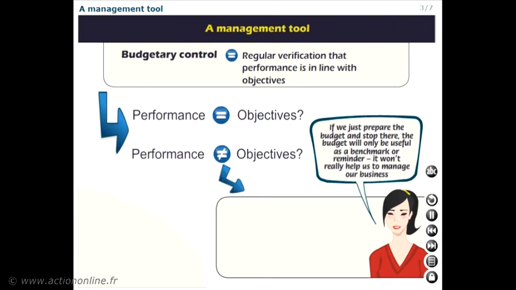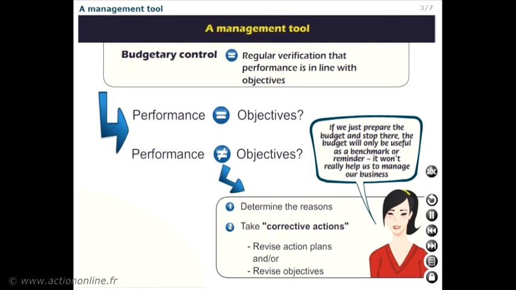If we identify a difference, known as variance, we need to determine the reasons for this variance and take measures to resolve it, known as corrective actions. In other words, we need to ensure that the resources are employed to return to budget, or if this is not possible, we may need to revise our objectives.